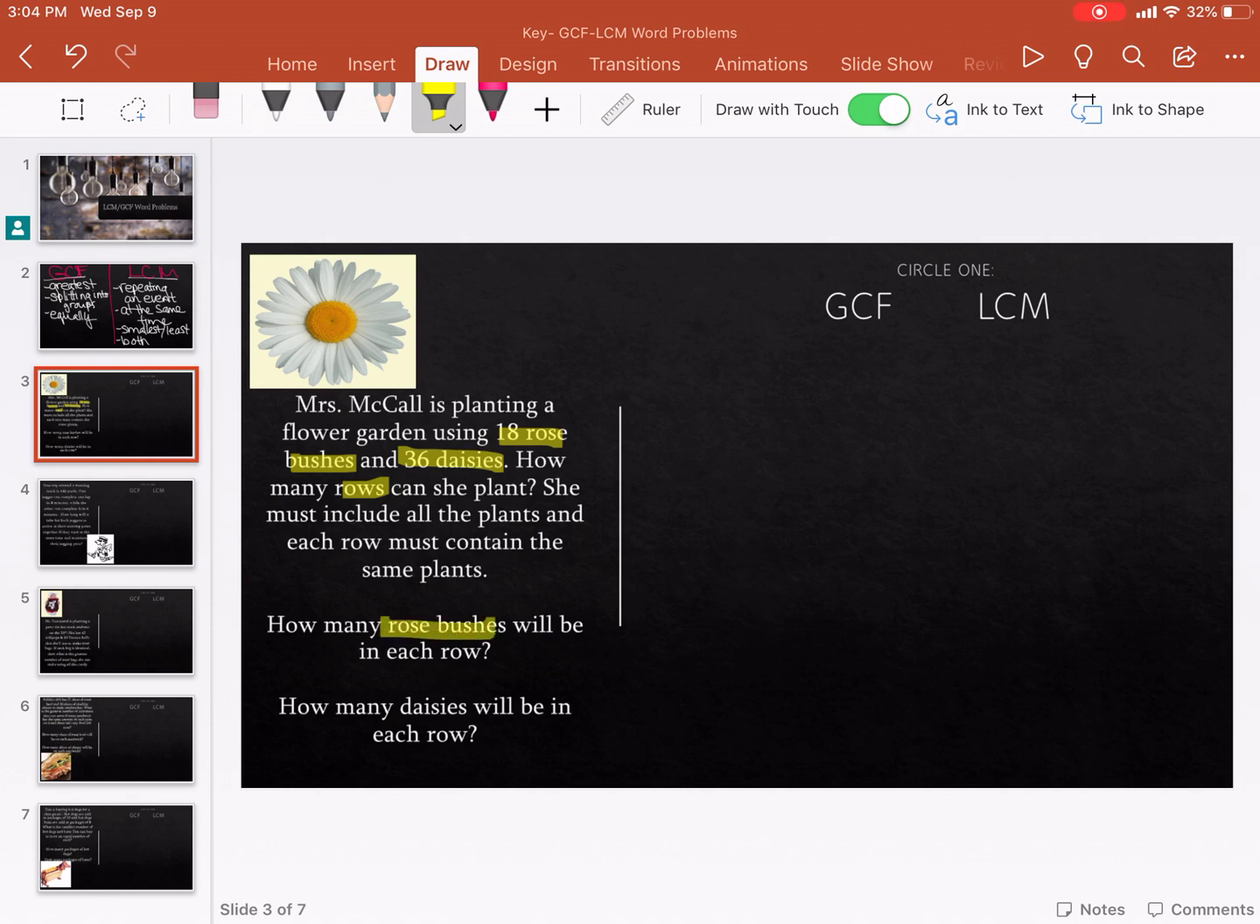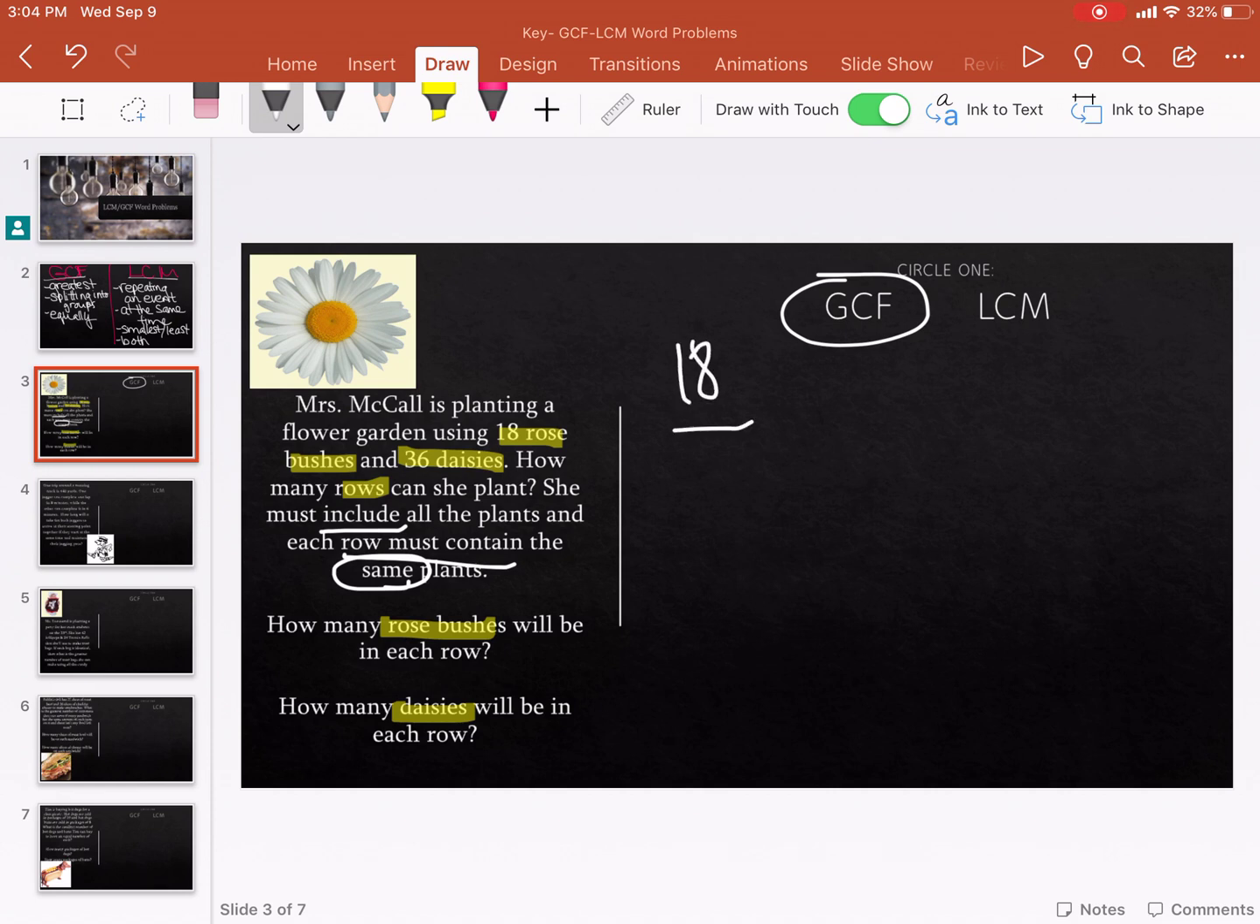Then we're going to want to know how many rose bushes and how many daisies are going to be in each one. So this one to me, because it says how many are going to be included, include all of the plants. Each of the row must have the same number of plants, so equally. Okay, so this one is going to be GCF, so make sure you circle that. And so let's start with our T-chart.